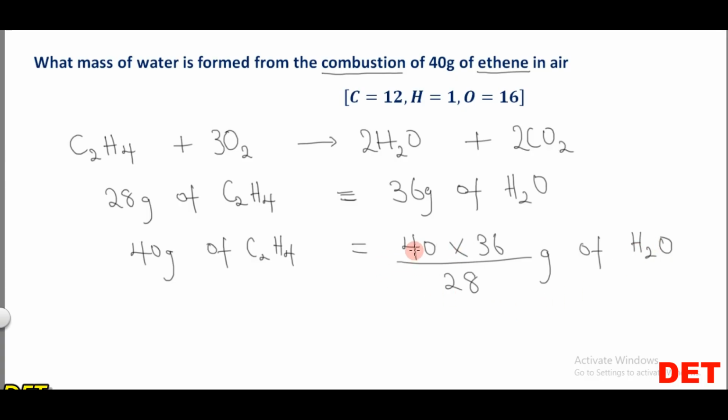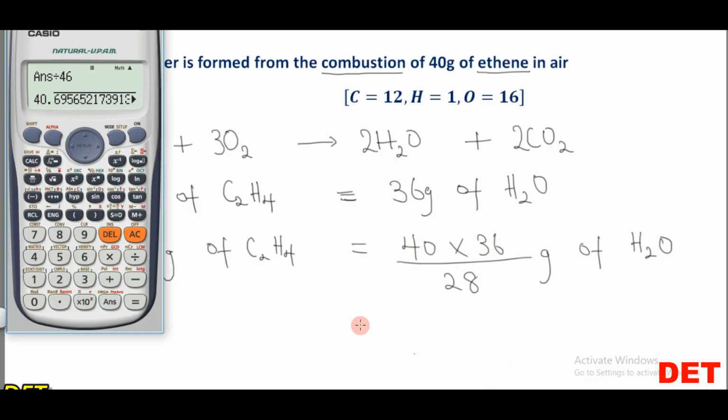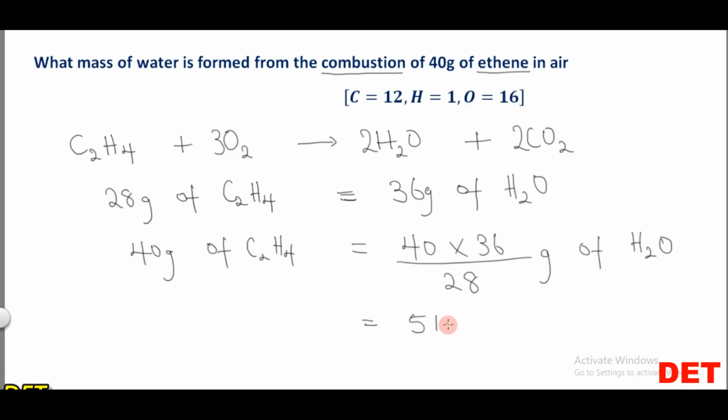So what would this be? This will be 40 times 36, divided by this 28, and that will be equal to 51.4. So that is equal to 51.4 grams of water. This is our answer. So 40 grams of ethene will give us 51.4 grams of water.